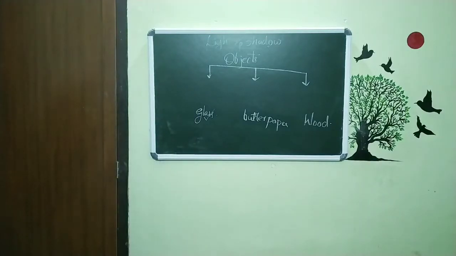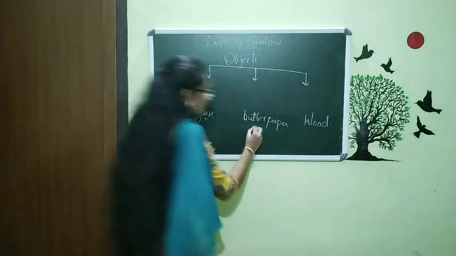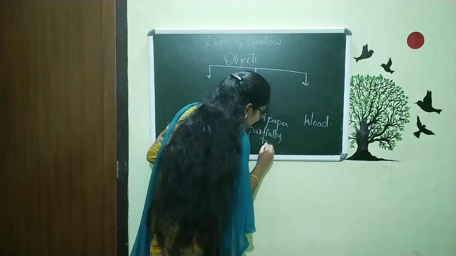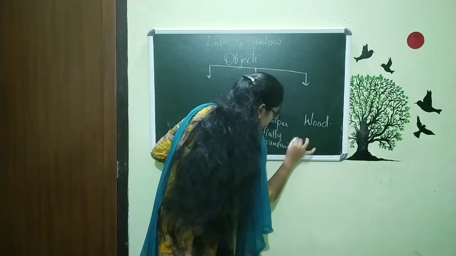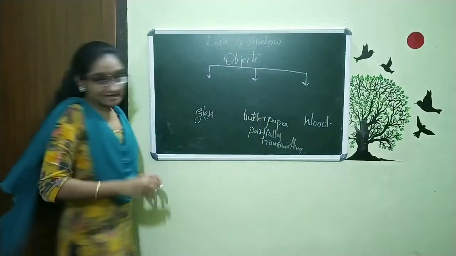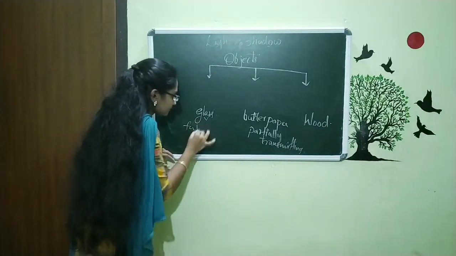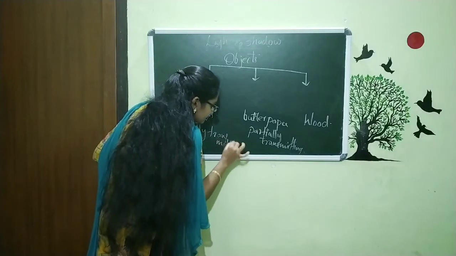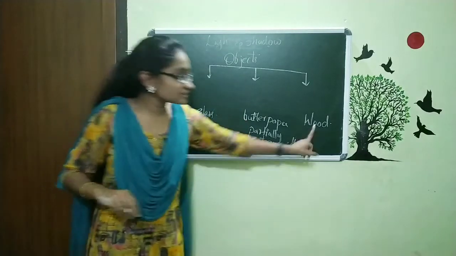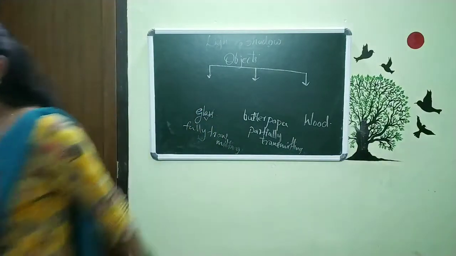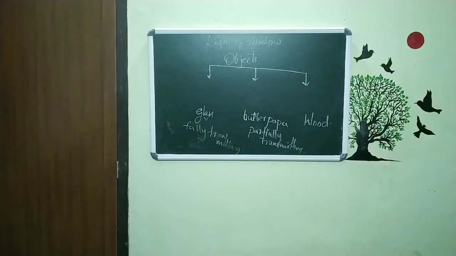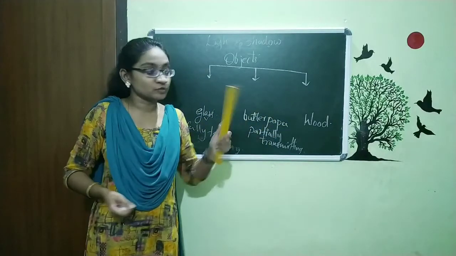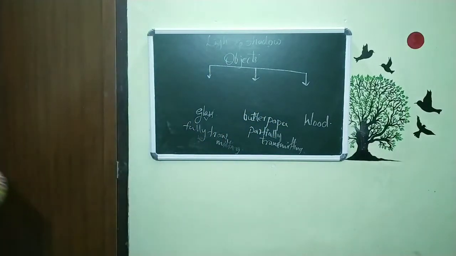So we can say partially transmitting light here, and fully transmitting here. And now our third thing, wood. I am just taking a wooden scale. This is one wooden scale and I am going to give light through this wood. So that is our third activity.